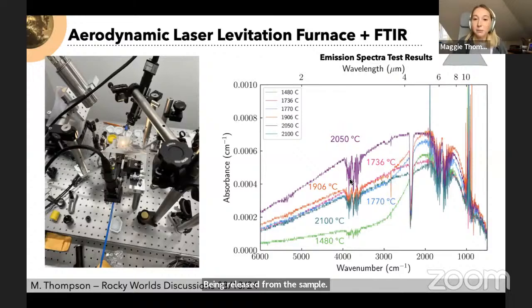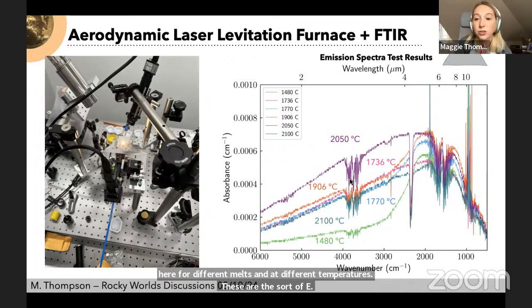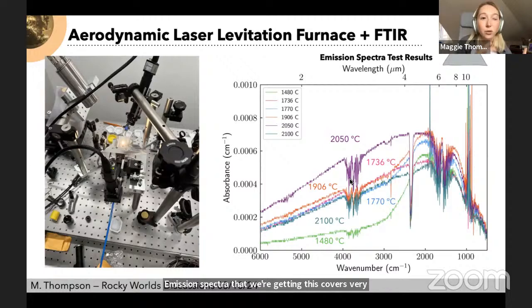And so I'll show just some very preliminary results. So we've been working on testing the emission spectroscopy mode of this instrument. And so you can see here for different melts and at different temperatures, these are the sort of emission spectra that we're getting. This covers very similar wavelength range to JWST. So we can go from about a half all the way to 20 microns or so. We are having to correct for the atmosphere's spectra because currently the system is completely open to the air. And so some of the major dips and features in these particular spectra are just due to features in the air like water and carbon dioxide.